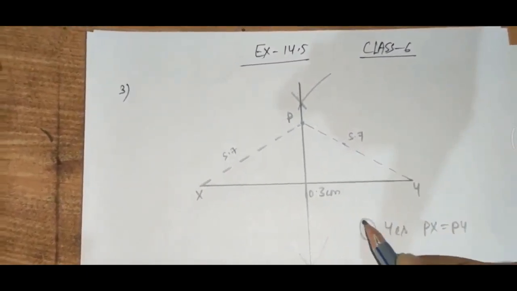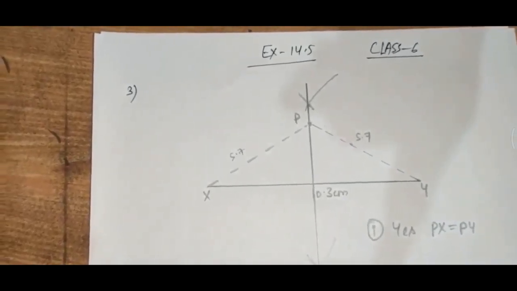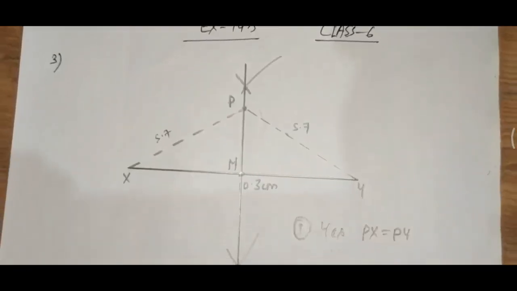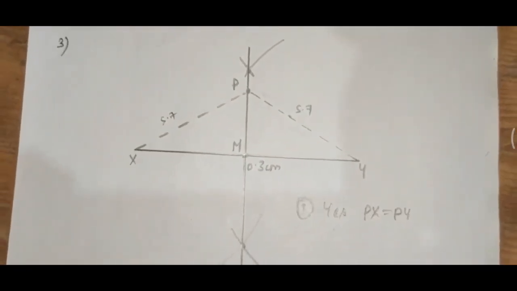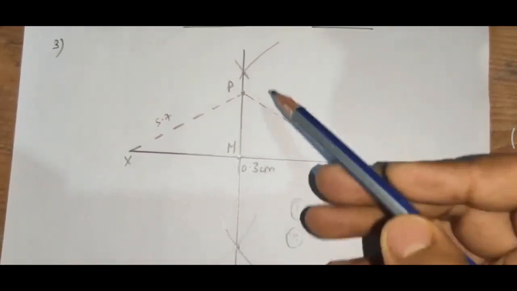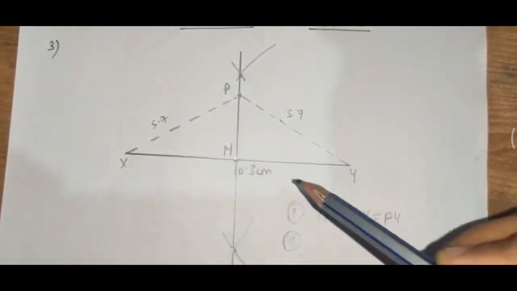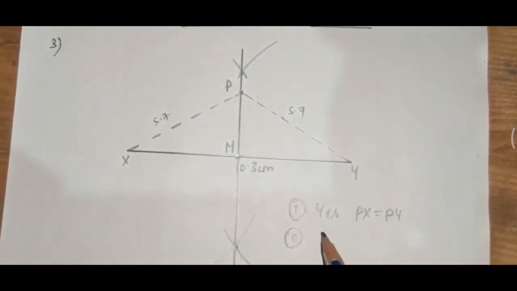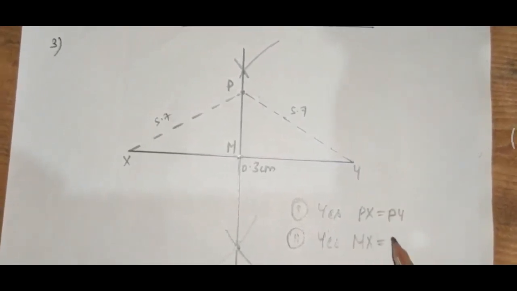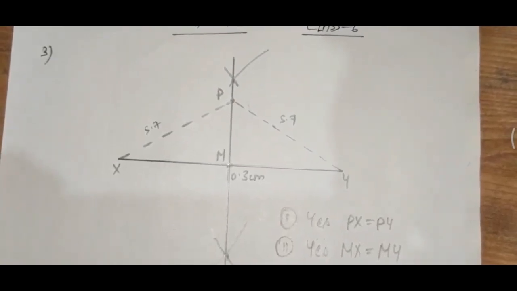This is the first part, and then the other part. It is written M is the midpoint of the line. So definitely, whenever this is a perpendicular bisector, this means this will divide XY into two equal parts. So definitely MX is equal to MY, and when we measure it, they are also equal.